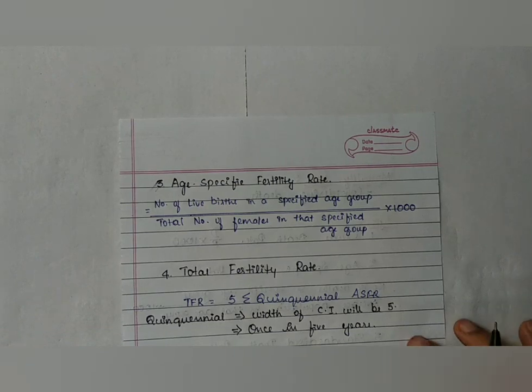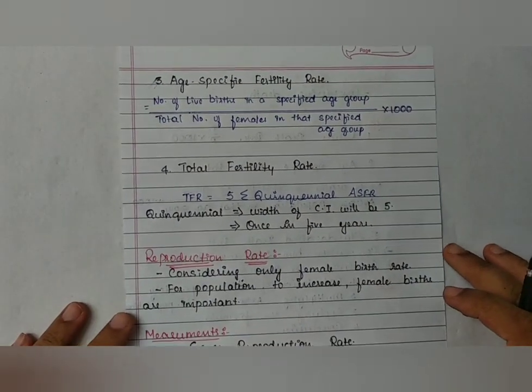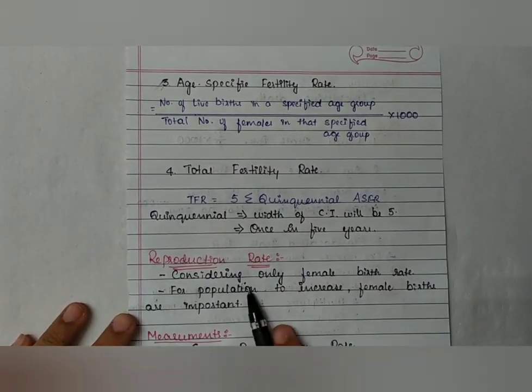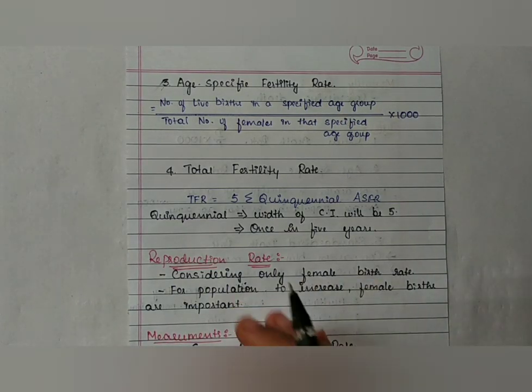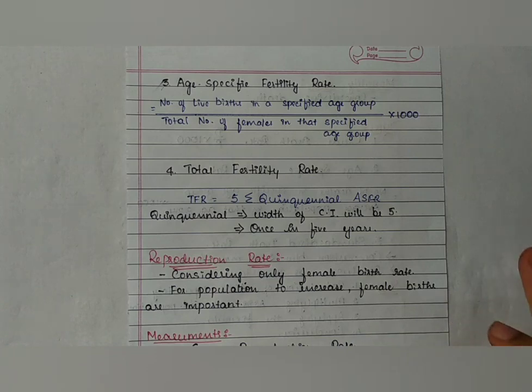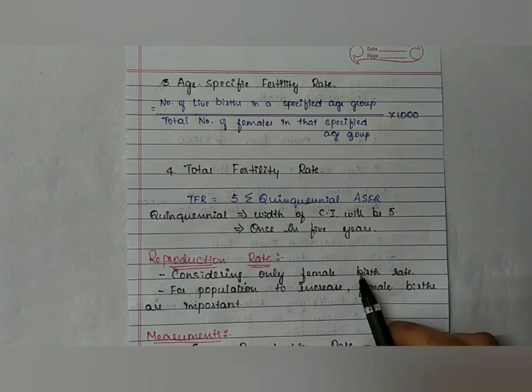Now the next one is reproduction rate. Here reproduction rate means we are considering only female birth rate. Okay, in the previous one we were taking all the births, isn't it? It may be boys or it may be girls, both.